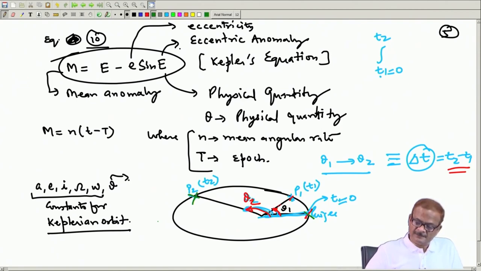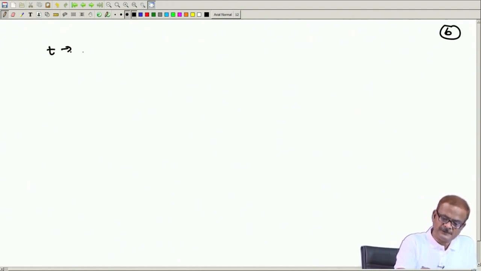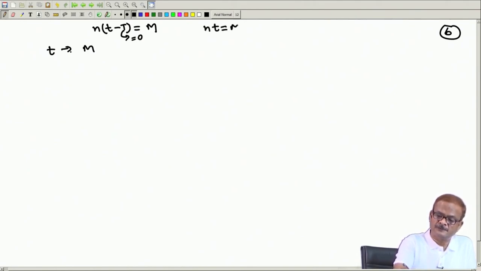So if the angles are given, you find the corresponding time, how much time it is going to take to come from this point to this point. To solve this, the technique we use is: from t, first you get M, because you already know that n times (t minus T) equals M. Here T will be set to 0. So n t equals M. Therefore n times t 1 becomes equal to M 1. So from t we get M, and from M we can solve for E.